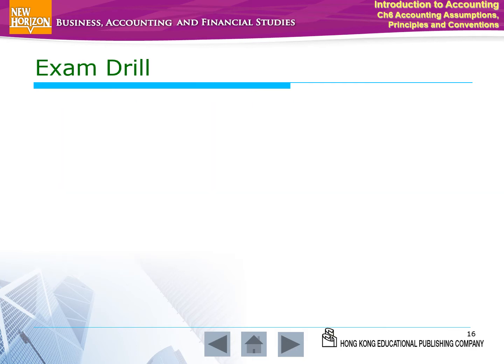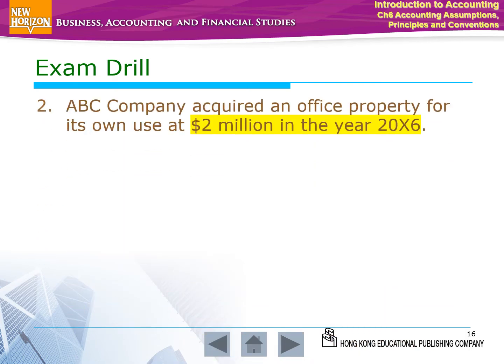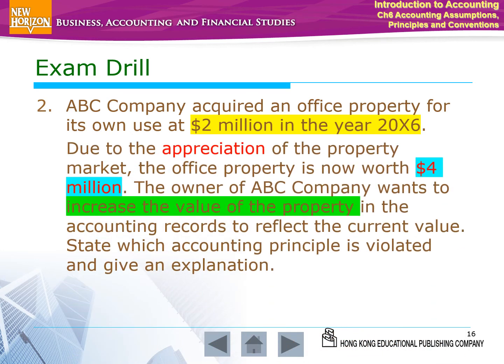Okay, look at the examination drill. Look at the question. ABC company acquired an office property for its own use at $2 million in the year 2016. Due to appreciation of the property market, appreciation means the market price has increased. The office property is now worth $4 million, double the original amount.